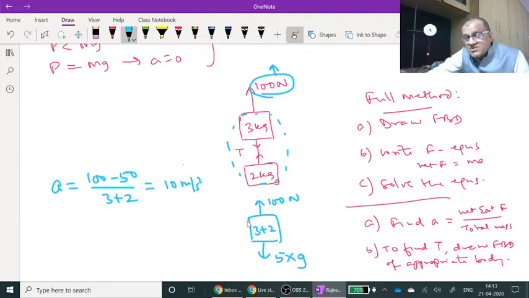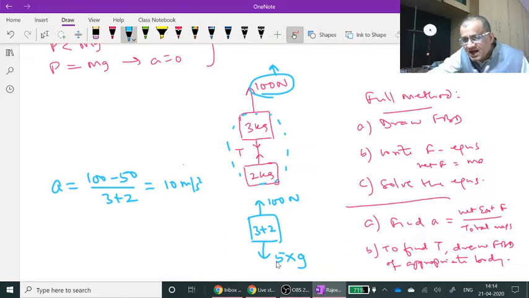Now you will say, why did you subtract 100 minus 5g? Why didn't you do 5g minus 100? You can do whichever you feel like. You will always get the correct answer. Say, had I taken 5g minus 100, which means 5g is positive, this direction is positive and this is negative, then I would have got a negative answer, minus 10. That means 100 newton is more than 5g. My advice to you would be to go by common sense. Is 100 more or is 5g more?